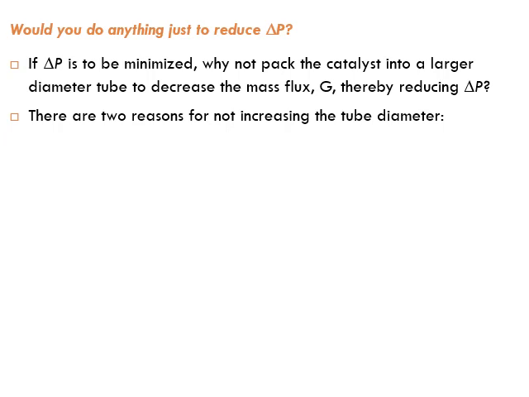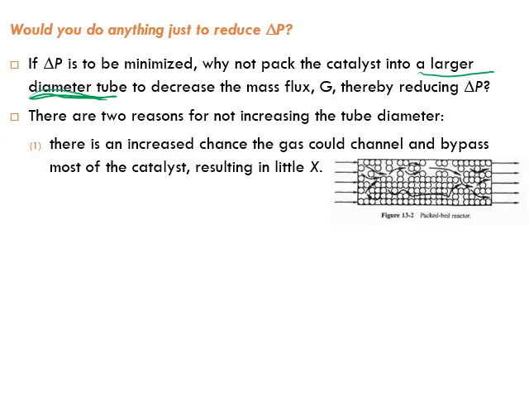So we will not use a larger diameter tube just to eliminate the pressure drop. There are two reasons for not increasing the tube diameter. What are these two reasons? Well, there is an increased chance the gas could channel and bypass most of the catalyst, resulting in little X.